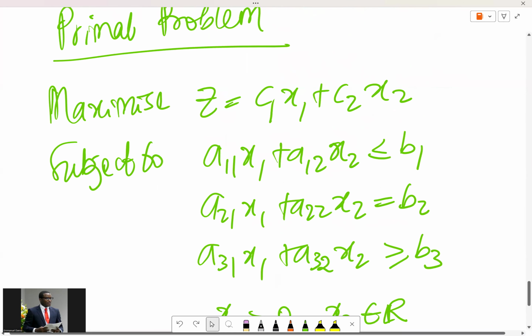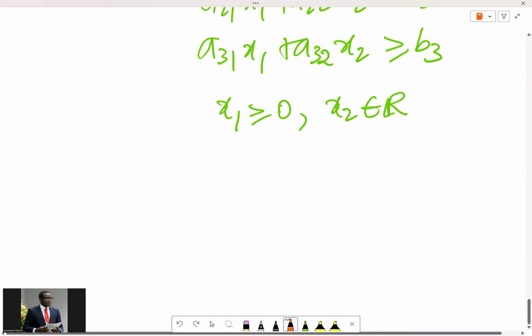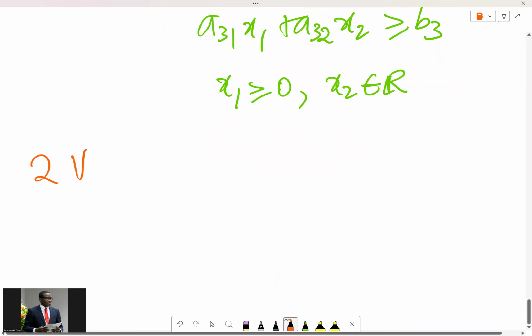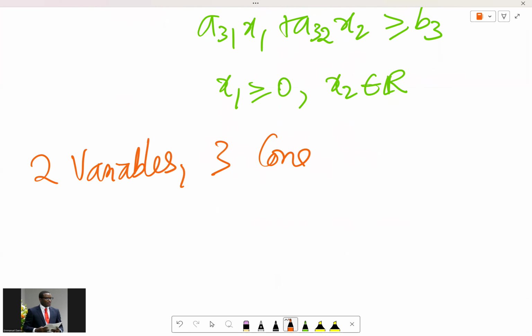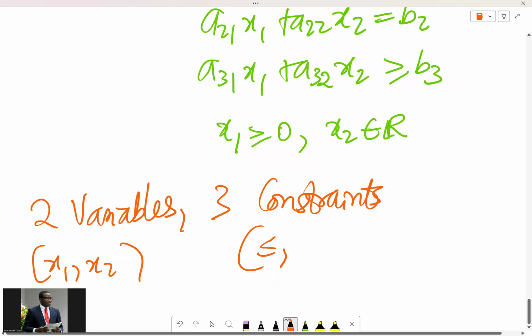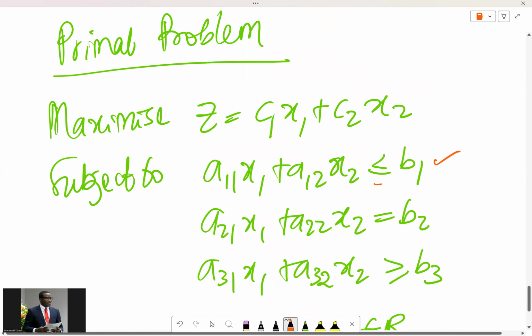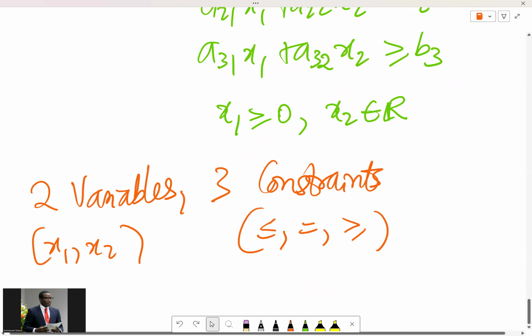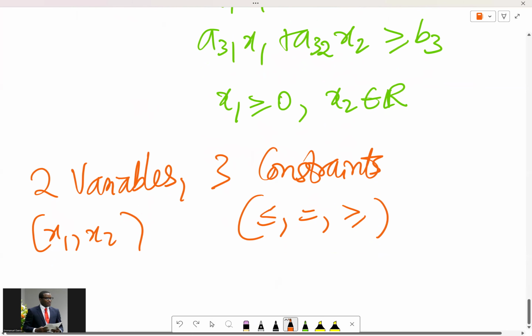We have two decision variables and three constraints. The two variables are x1 and x2. The three constraints are: the first one is a less than or equal to constraint, the second one is an equality constraint, and the third one is a greater than or equal to constraint. These are the three constraints we have. And the two variables are x1 and x2. One is greater than or equal to 0, and the other one is free.